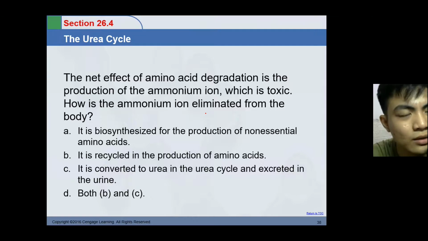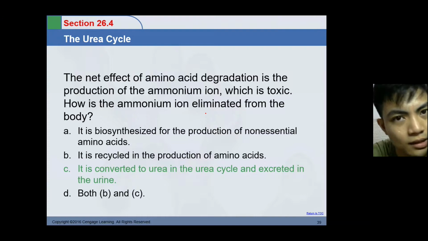Remember, the ammonium ion is being removed, usually in the form of aspartate. It will get removed from the body through the urea cycle. So our correct answer here should be letter C. This is the reason why there is urea in our urine.